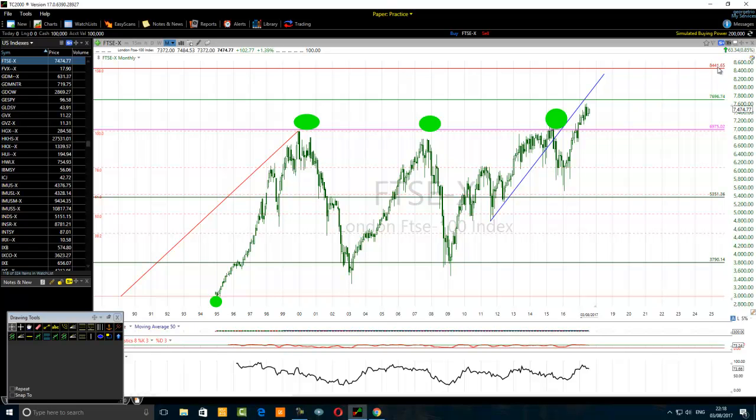This is the level that the professionals are watching. So asking the question, where are we headed? Where are we going? We are going to 8441. Will it reach it? We will see. That's the correct answer. Will it reach that level? We will see.